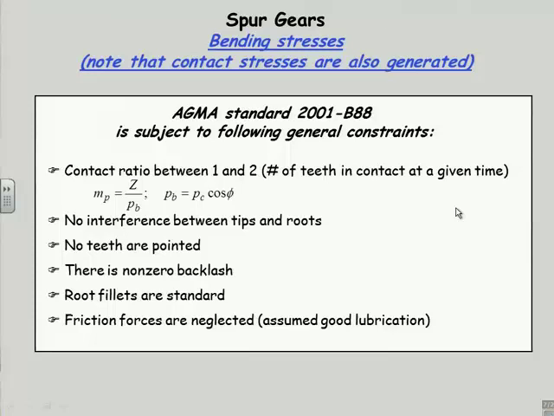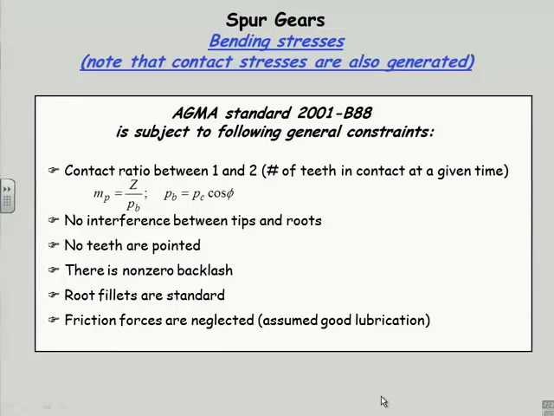The whole bending stress equation is based on this set of assumptions, that we have a contact ratio that's between 1 and 2. So even if I had 3 or 4, I would call it a 2, to be conservative, because I'm going to assume that I don't have real good contact between all those 3 or 4 teeth. No interference between the tips and the roots. I don't have the teeth digging into one another as they go through the mesh.